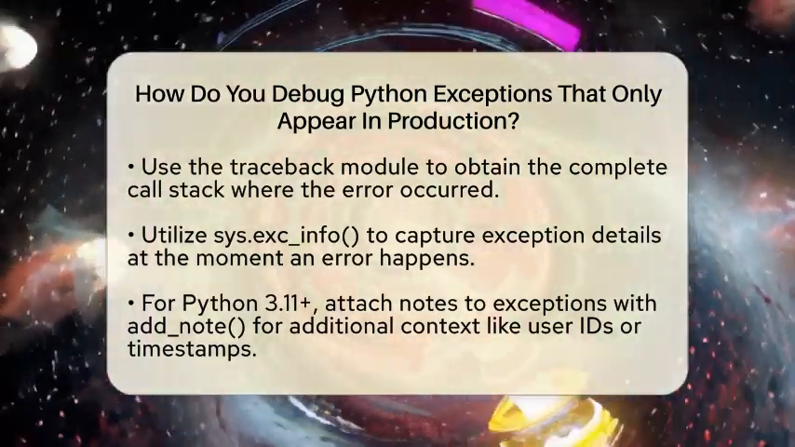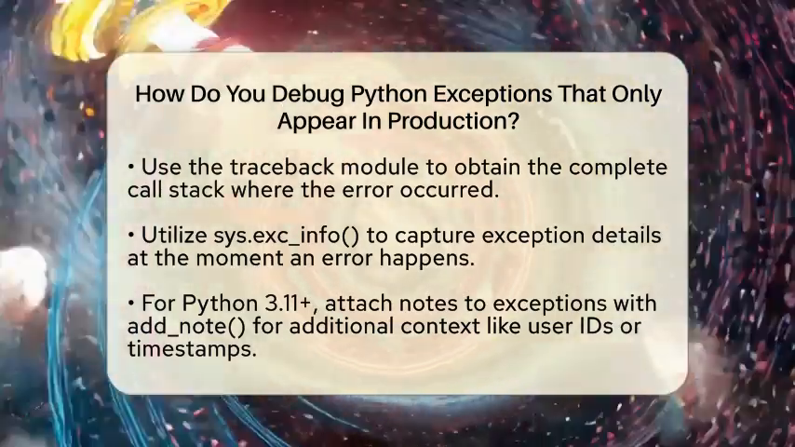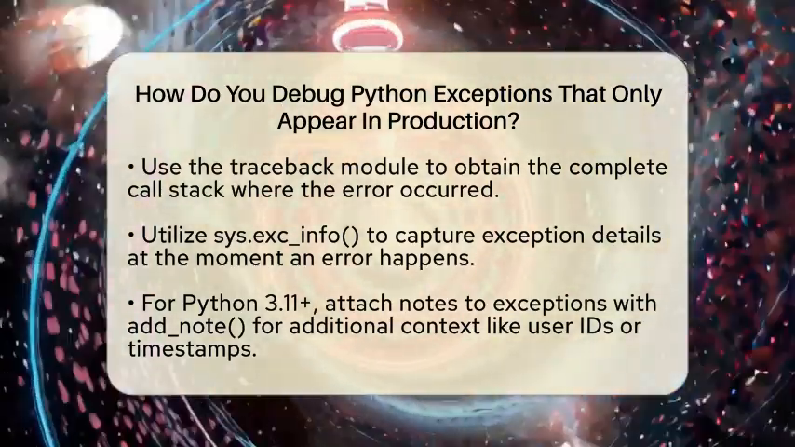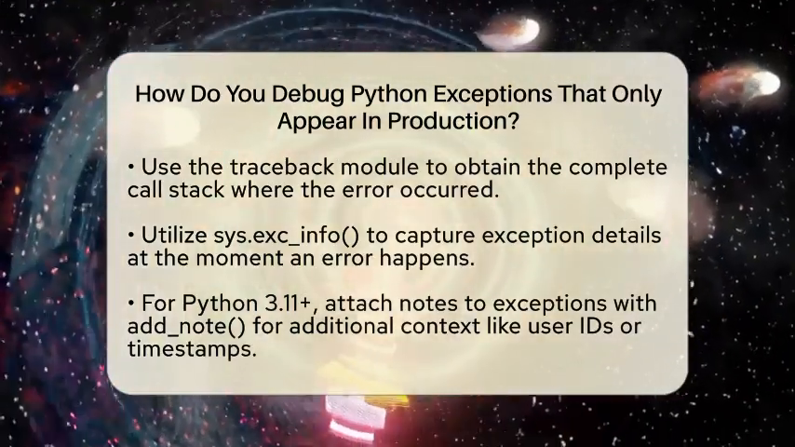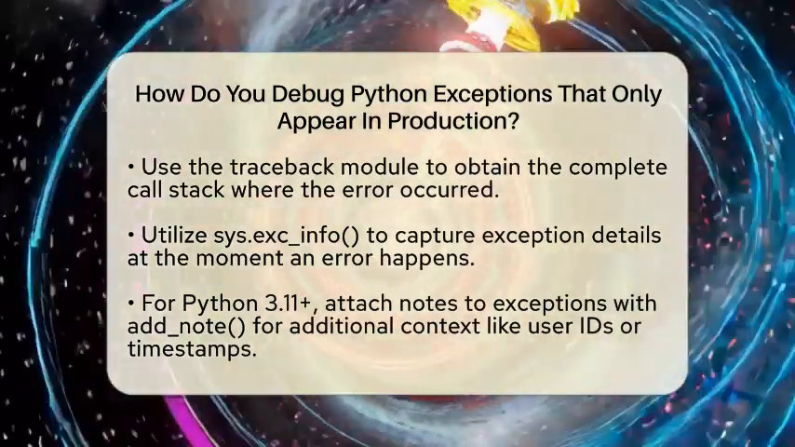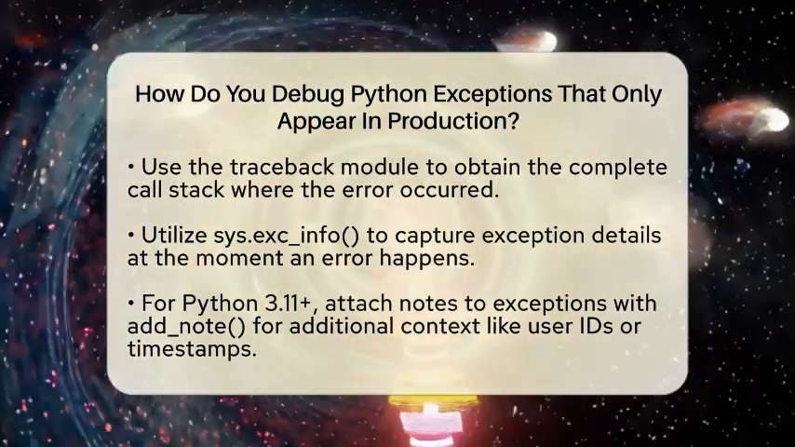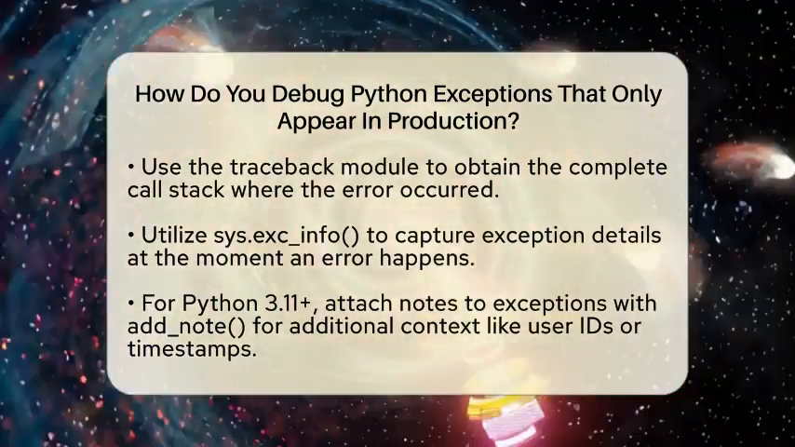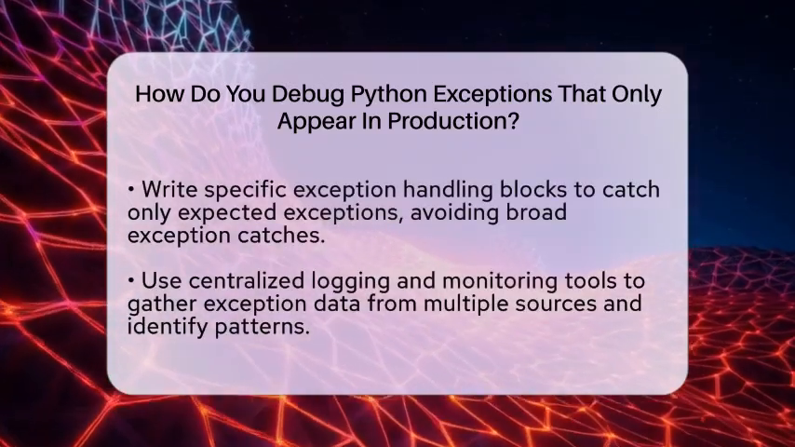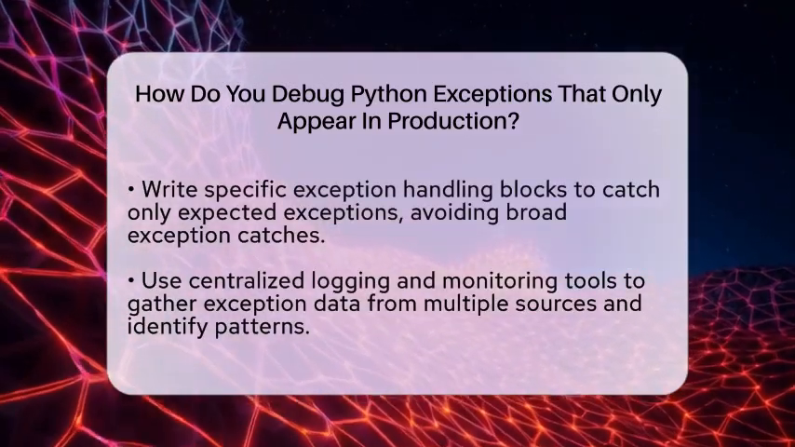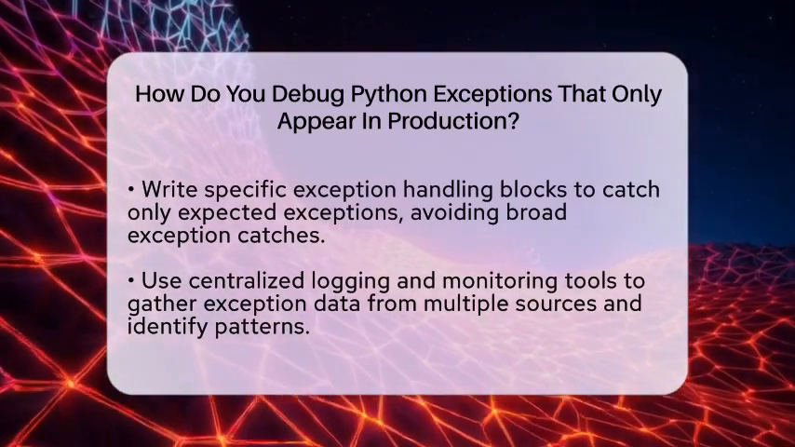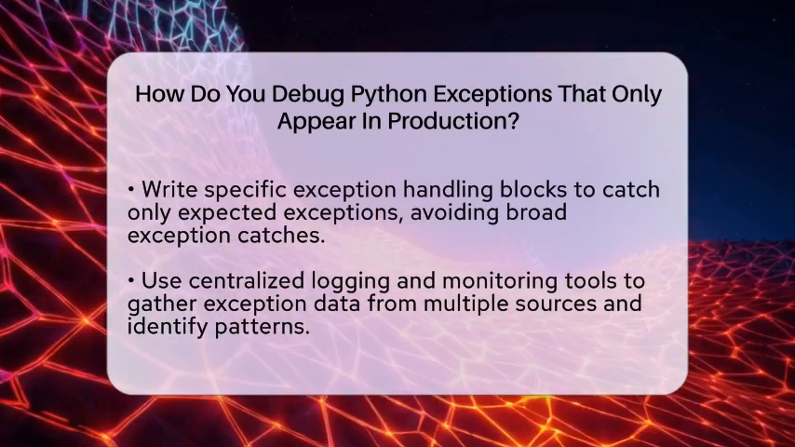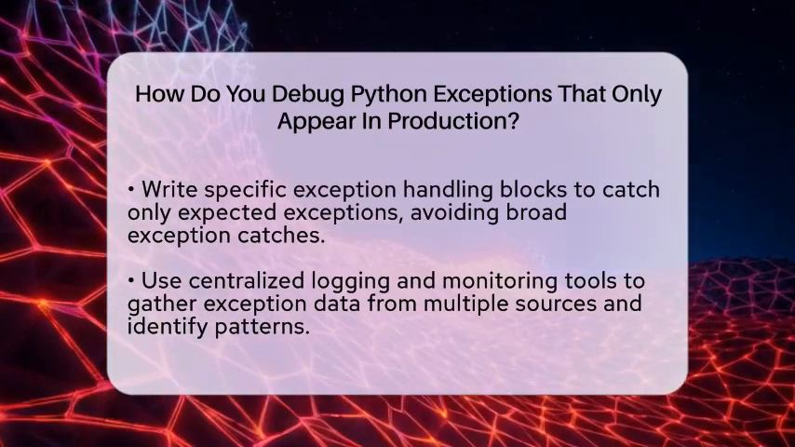For even more context, if you are using Python version 3.11 or newer, you can attach notes to exceptions with the add_note method. This allows you to add details like user IDs, timestamps, or application state without changing the original exception. When writing your exception handling blocks, try to catch only the exceptions you expect. Isolating errors makes it easier to log the right information. Avoid catching broad exceptions unless necessary, because that can hide the real cause.